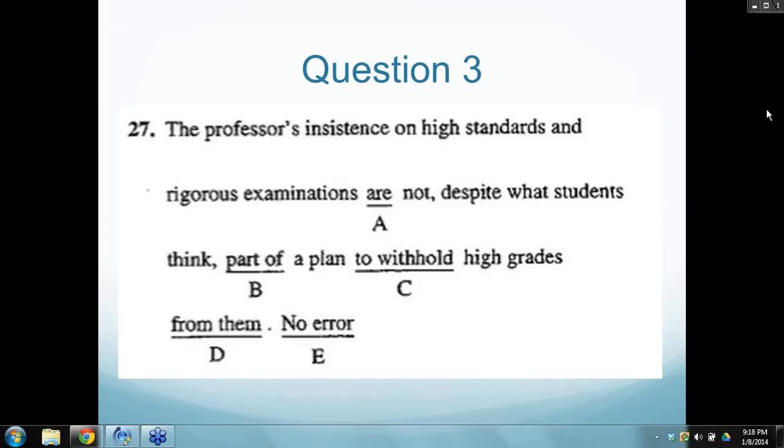Now, if I had my SAT booklet in front of me, I'd almost put an X through the word standards, and I'd put an X through the word examinations. Those words are there on purpose to confuse you, okay? Also, you can almost put a parenthesis around on high standards and rigorous examinations, because those words are not the main subject. The main subject is the word insistence. It's singular, so the professor's insistence is not, despite what students think, okay?